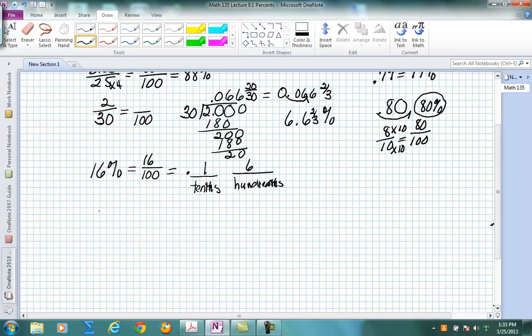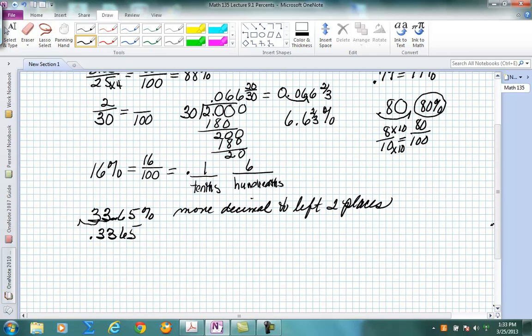Now it doesn't matter if you have decimals in the percent, because you still have to make it into hundredths. So moving the decimal to the left 2 places, that's what makes it into hundredths. And so this would be decimal 0.3365. That would be the decimal equivalent to that percent. So this is tenths, hundredths, thousandths, 10 thousandths. So this is 3,365 10 thousandths, written as a fraction. So percent, decimals, and fractions are all related to each other.